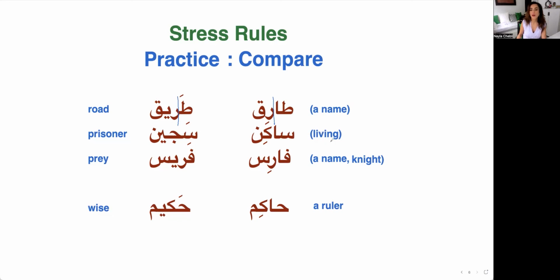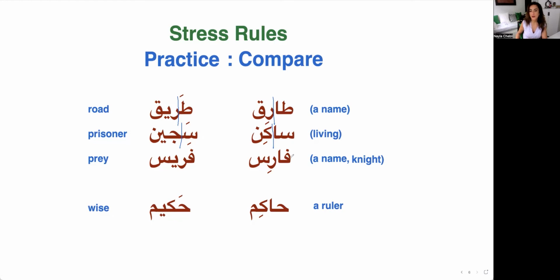Next one, living, which means I live, I'm living. Try it. ساكن. Stress is on sa because that's not a super heavy syllable. ساكن. Now, a prisoner. Try it. سجين. Stress is on جين. سجين. ساكن.